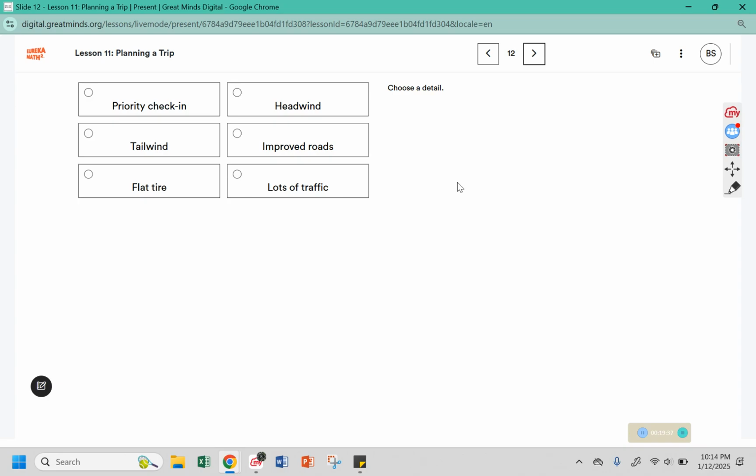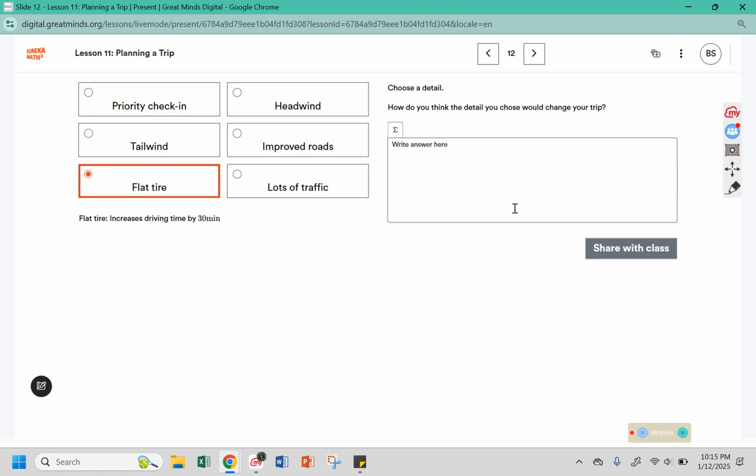Choose a detail. Okay, so here we have to think about some details. Maybe you have priority check-in, so you get to kind of cut some of the line. Maybe you have headwind or tailwind on your plane. Maybe they've improved the roads, or you got a flat tire, or lots of traffic. I'm going to go with a flat tire. How do you think the detail you chose would change your trip? It would increase or add time to the car ride. So I would probably say that they travel fewer miles for the time to be the same.